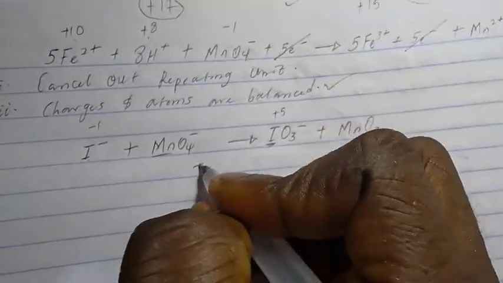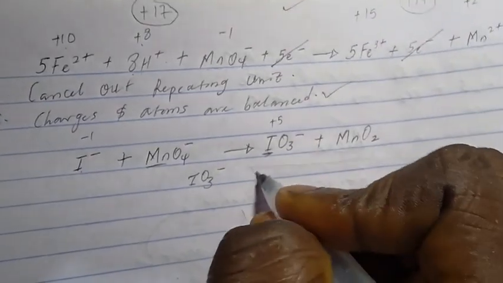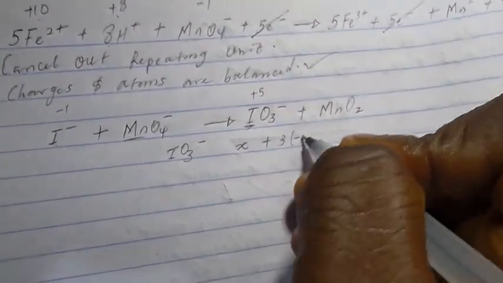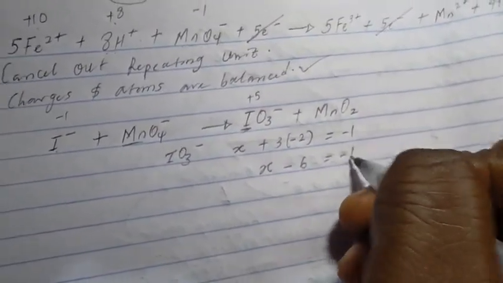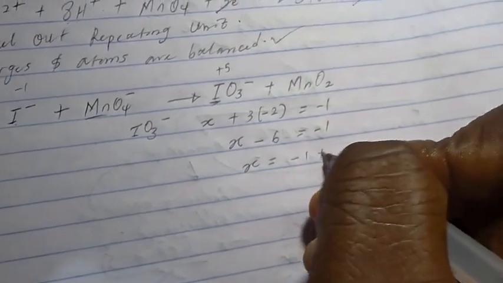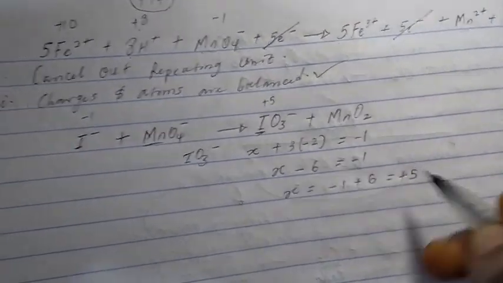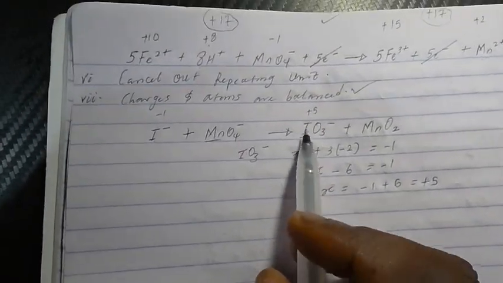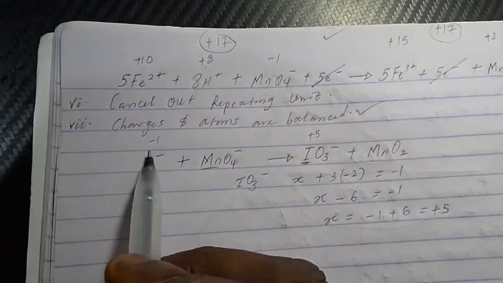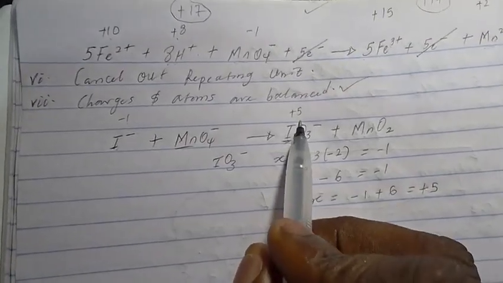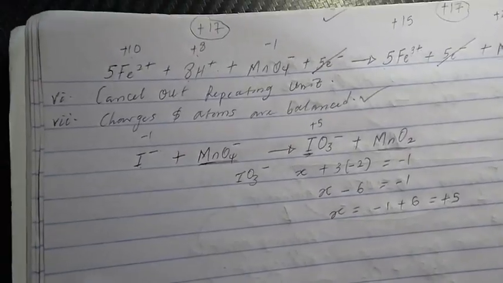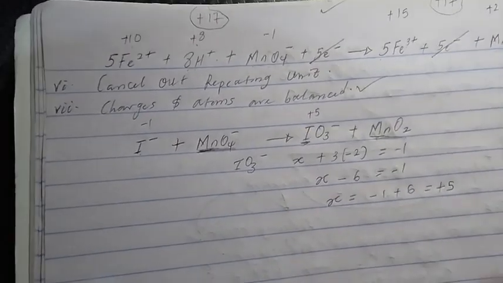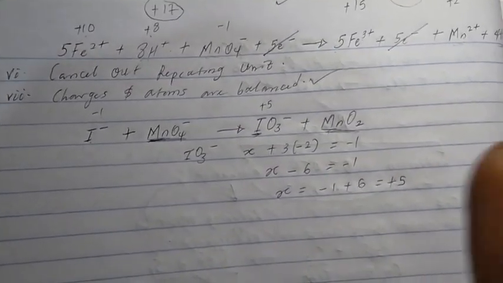Let me quickly do it for IO3 minus so that you know how I got that. That would be x plus 3 into minus 2 equals minus 1. So x minus 6 is equal to minus 1. So x is equal to minus 1 plus 6. So x is equal to plus 5. I've done this in the previous classes and we have a lot to do now. So that's how I got this one to be plus 5. So it's going from minus 1 to plus 5. What do you think that is? Oxidation. Obviously, this would have been reduction. So without wasting time, you can calculate for this one too, and see that the oxidation state would have reduced.